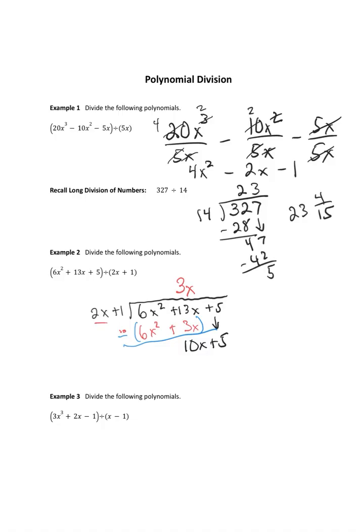And then now here again you say, how many times does 2x go into 10x? Well, that would be 5 times, because 5 times 2x would be 10x. And then 5 times 1 would be 5. And watch out again, you have to subtract both terms. So 10x minus 10x is 0. 5 minus 5 is 0. So that actually divides evenly. So the answer to this would just be 3x plus 5, no remainder.